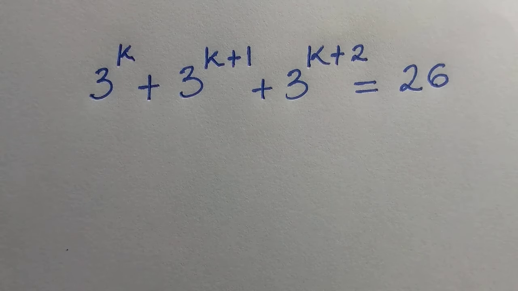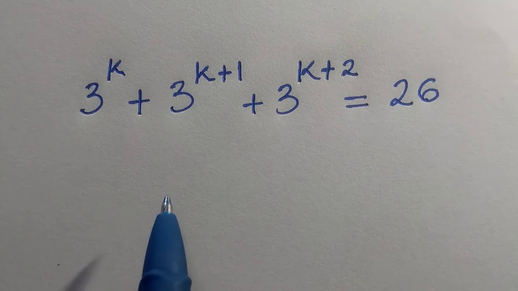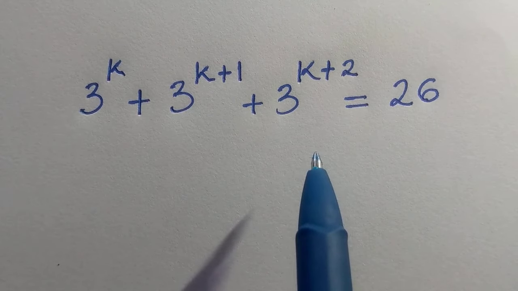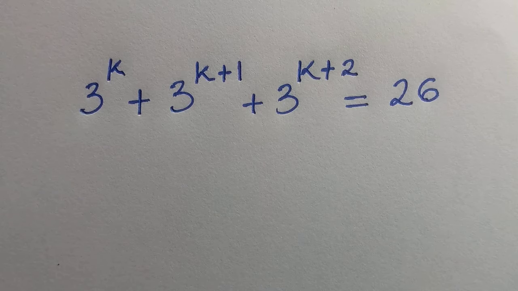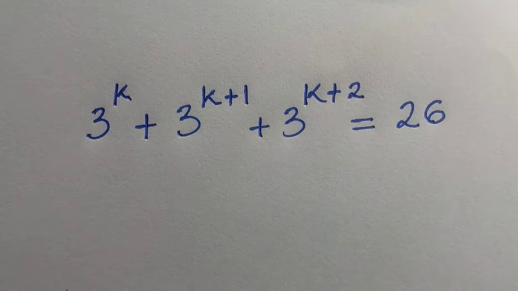Welcome to another video. Here we want to find the value of k, given that 3 to the power of k plus 3 to the power of k plus 1 plus 3 to the power of k plus 2 equals 26. So to solve this problem, we apply basic properties of indices.